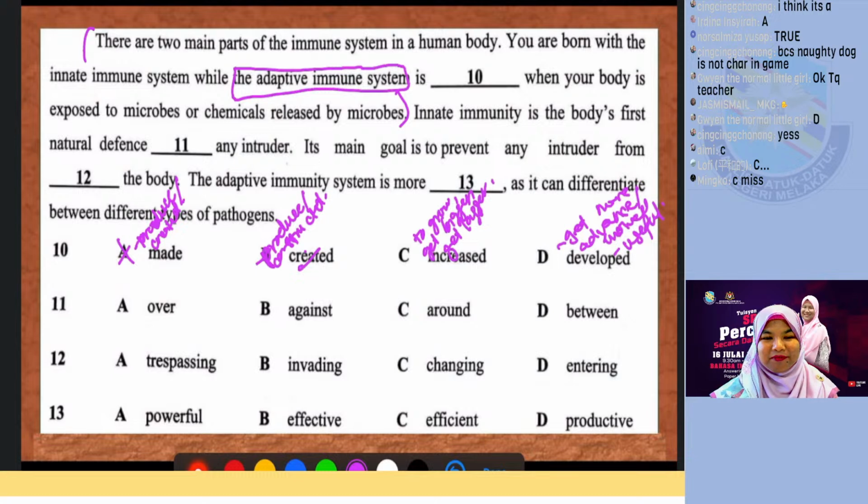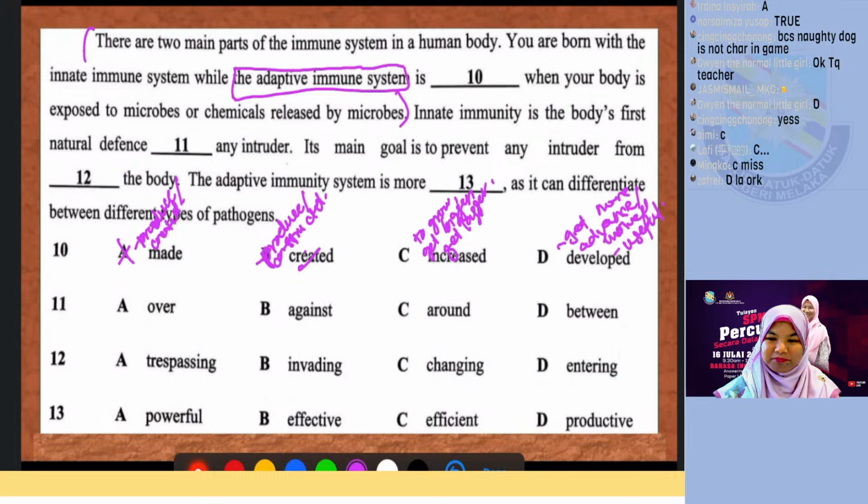The adaptive immune system is developed when your body is exposed. It becomes more advanced, more useful, so D. Yes, D, Zafril. It becomes advanced when your body is exposed to toxin or microbes. Okay, it is D. Okay, 11.